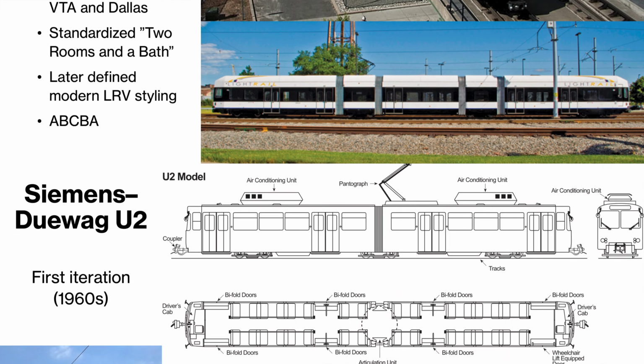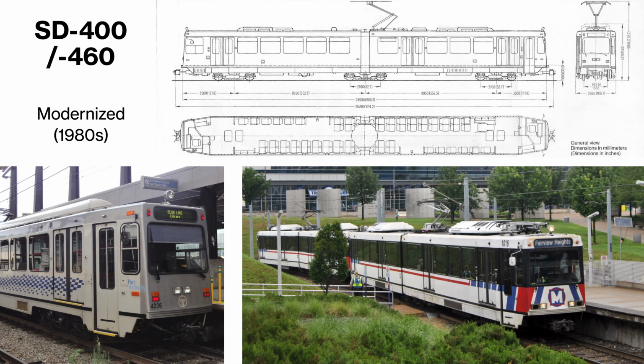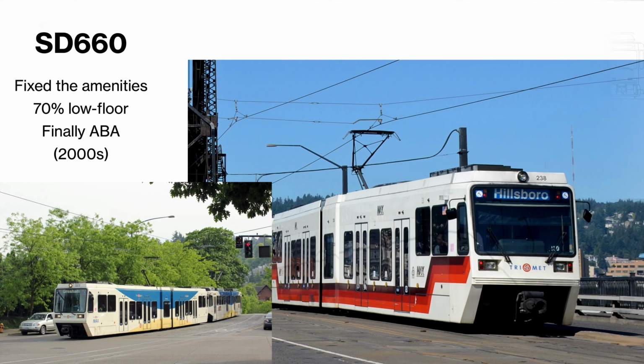and Jersey City. But one of the oldest light rail vehicles, like I mentioned earlier, is the Siemens Düwag U2, which was a German vehicle from the 1950s imported to American standards, seen here in San Diego and Sacramento. Then in the 1980s, they modernized the design with the ST400 and 460, seen here in Pittsburgh and St. Louis. Then along came the SD100 and 160, which fixed the mechanics in the 1990s, seen here in Salt Lake and Denver.